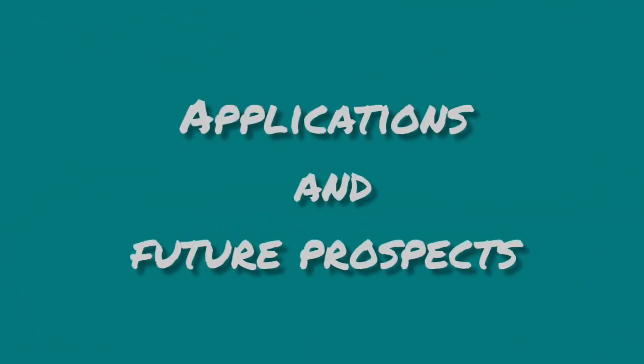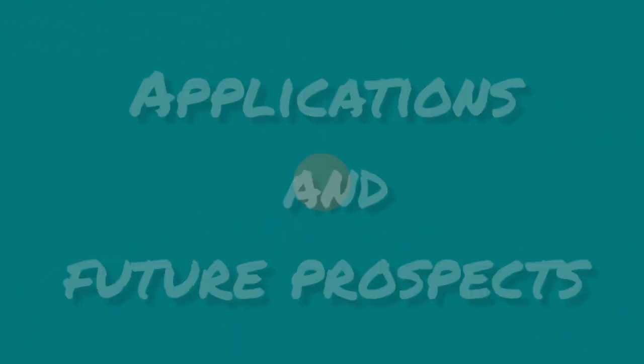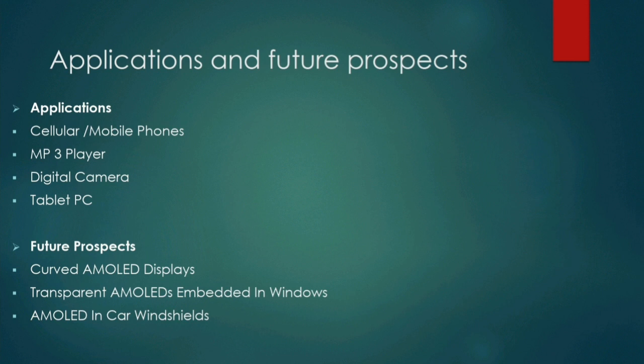Now let us come to the final content, that is application and future prospects. In application, AMOLEDs are used in cellular or mobile phones along with MP3 players, digital cameras and tablets or PCs. In terms of future prospects, AMOLEDs can be used as curved AMOLED displays or as transparent AMOLEDs embedded in windows and AMOLED in car windshields.